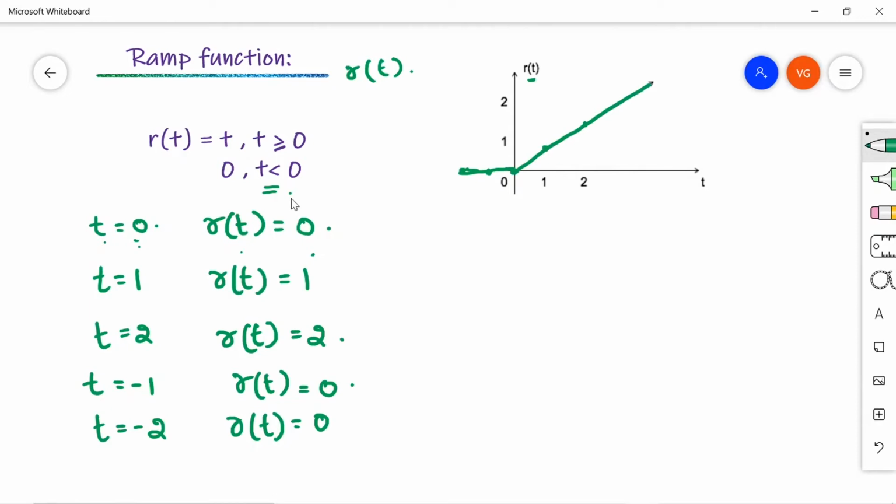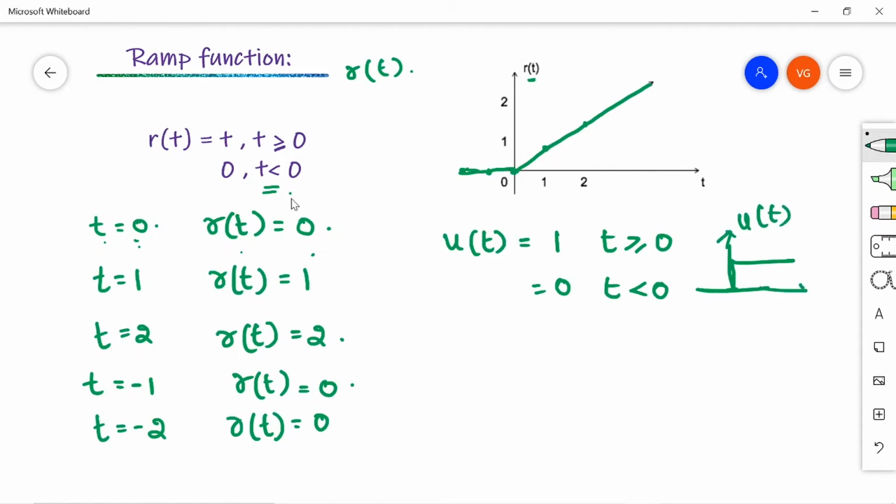Another concept involved here is, as I've explained, u of t's unit step signal is defined as 1 for t greater than or equal to 0 and is equal to 0 for t less than 0. So it looks like this. This is u of t, right? So this signal is discontinued at t is equal to 0. That is, till t is equal to 0, it is 0. Then immediately it has taken a step to 1 when t is t plus. That is immediately after 0.